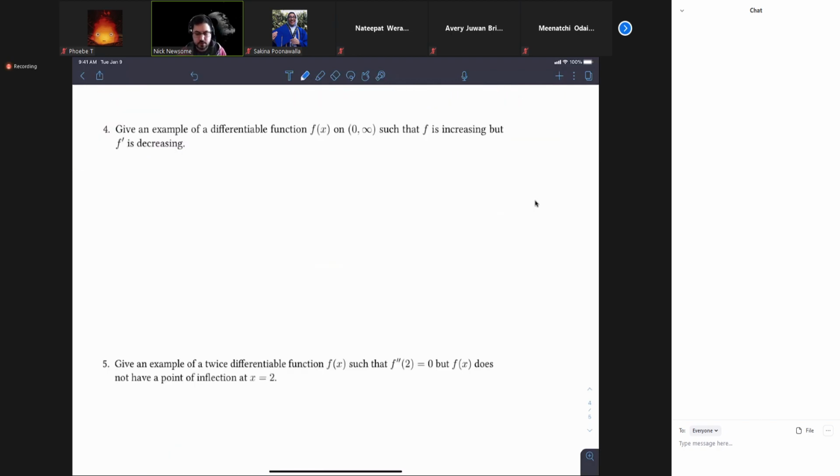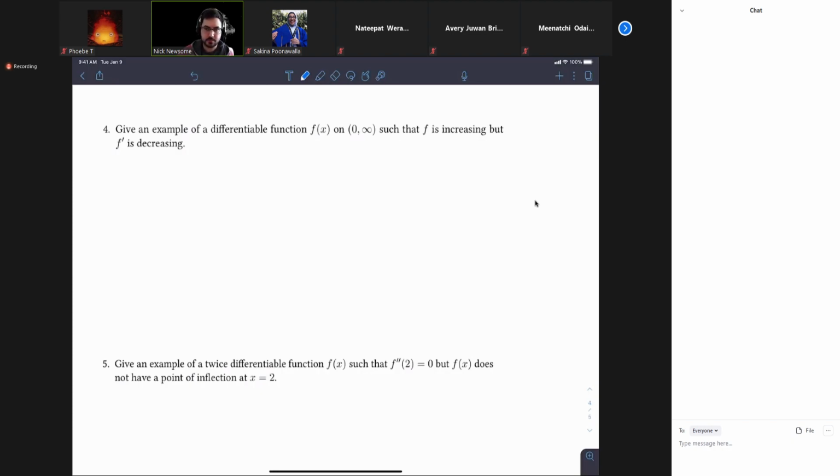All right, so numbers 4 and 5 are examples. So I'm just going to give you the example and then tell you why it's true. And then a good idea would be to go off afterwards and try to come up with your own example, once you see how this works. Okay, so number 4, we want an example of a differentiable function on the interval 0 to infinity that is increasing, but its derivative is decreasing.